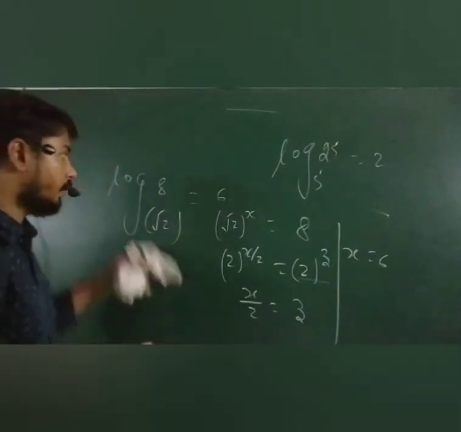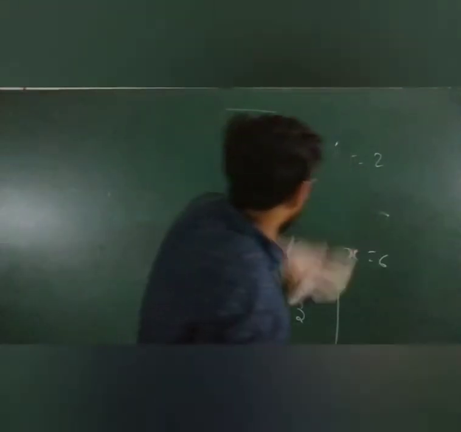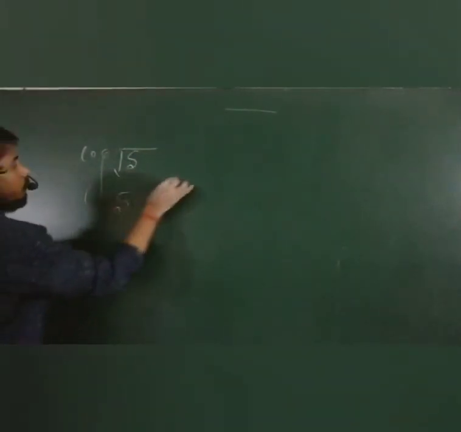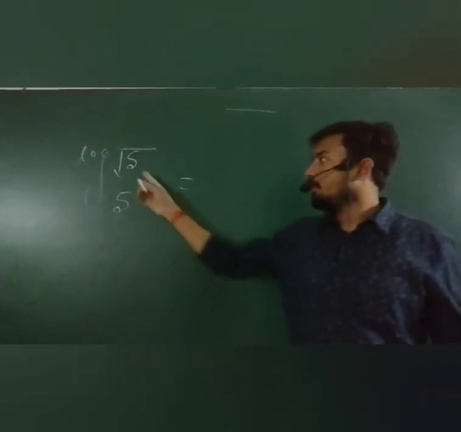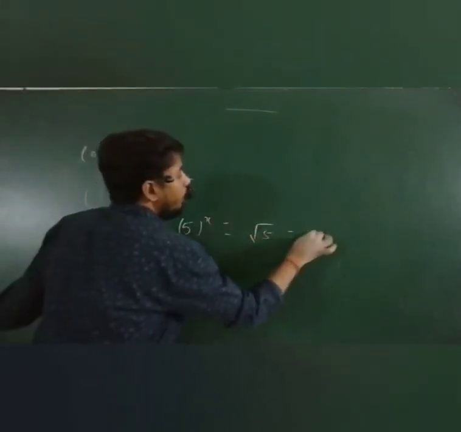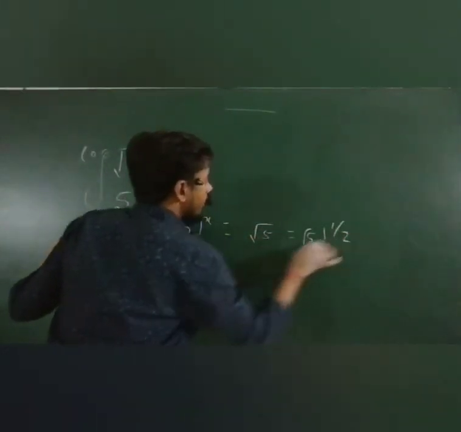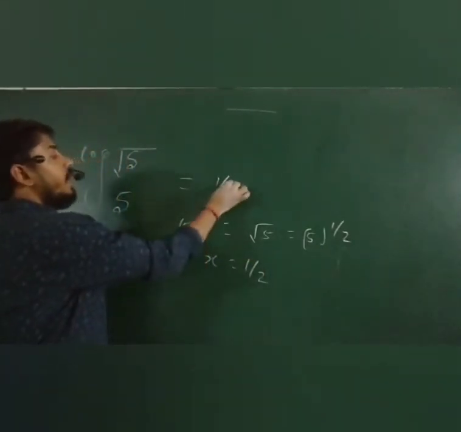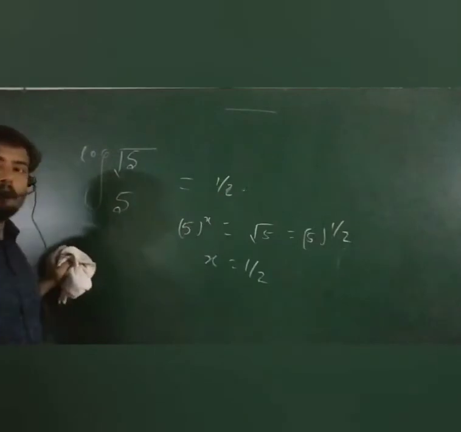Another example you can take. Like here, log root 5 with base 5. Now tell me what should be its value. So simple, I don't know. Can I write here 5 power x is equal to root 5, and root 5 can I write 1 by 2. So x is equal to what? 1 by 2. So its value is what? 1 by 2 coming. It means this value is coming 1 by 2.